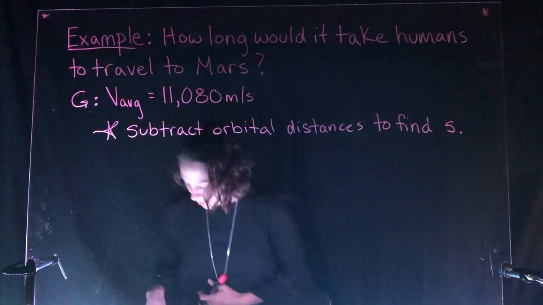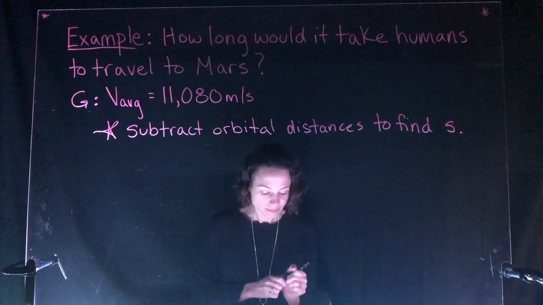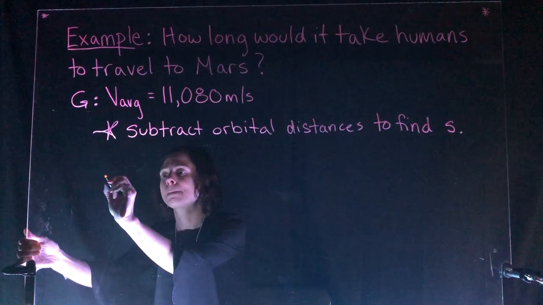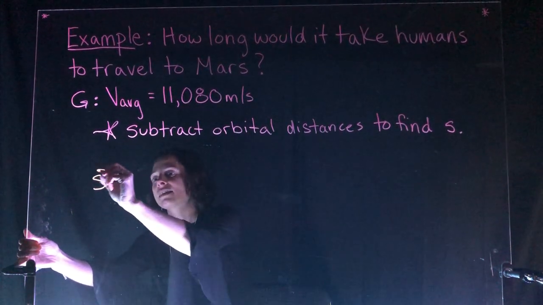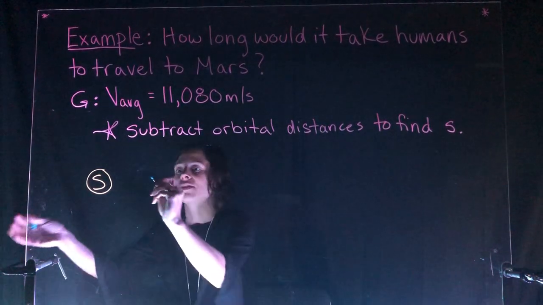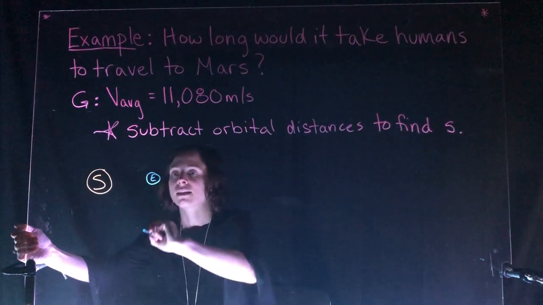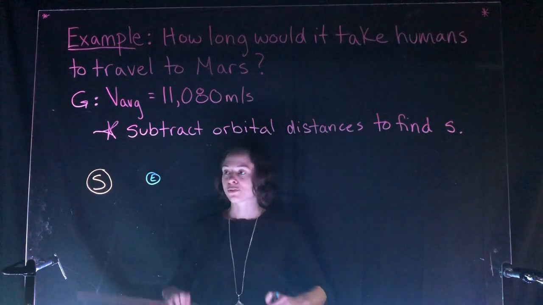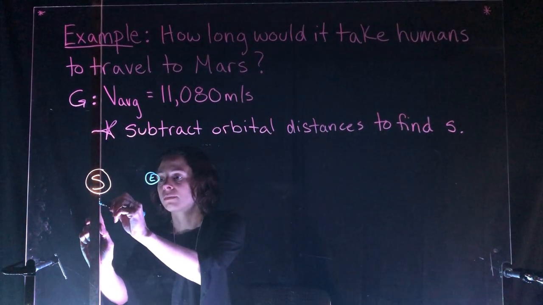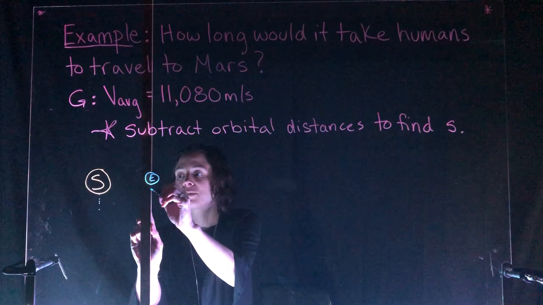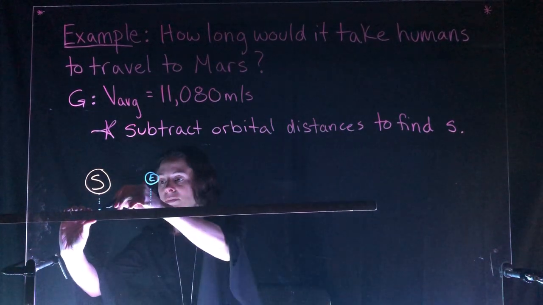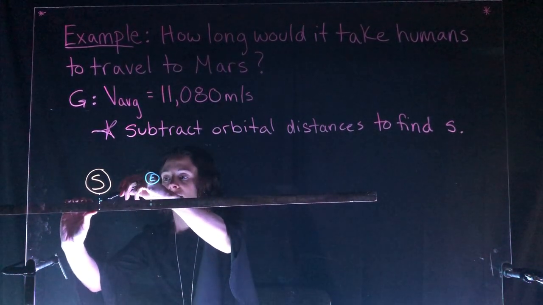All right, so for our diagram, we have the sun, and we know that the Earth, if you look at your notes from astronomical units, is 1 AU from the sun. So we know this distance here is 1 AU.